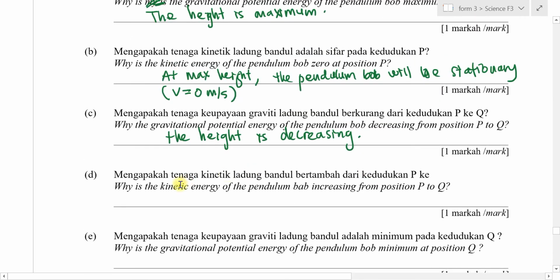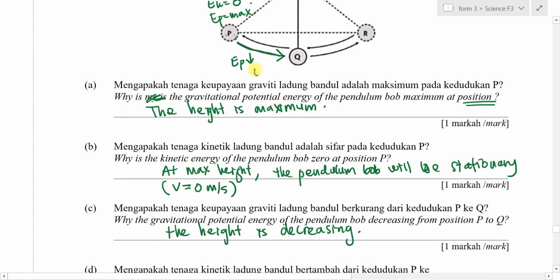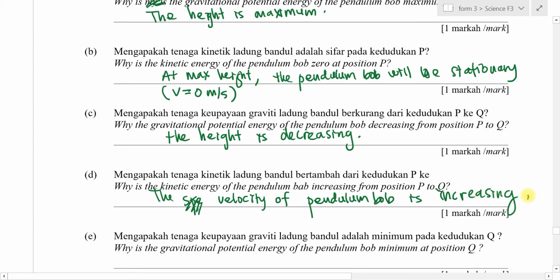Very easy one. Okay, now, why is the kinetic energy pula increases? Why is the EK pula increases? Because the speed is increasing. Because the speed of, we don't use the speed, we use the velocity. Because the velocity of pendulum bob is increasing. That's why the kinetic energy also increasing. Okay? Because the velocity of the pendulum bob is increasing. Next.